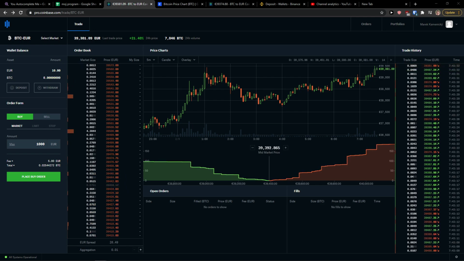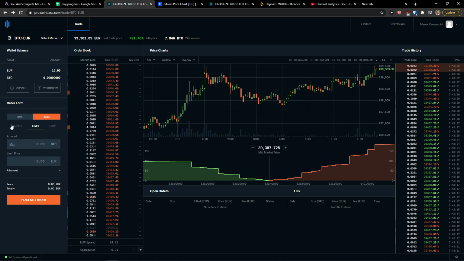So let's start. The first thing you want to do is just go to limit right here on buy, or you can go also on sell. And now, for example, when one Bitcoin is going to be at 25k, I want to place a buy order. And this is how you can set up limits.